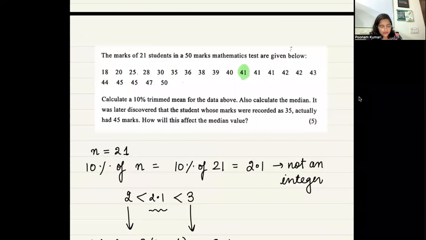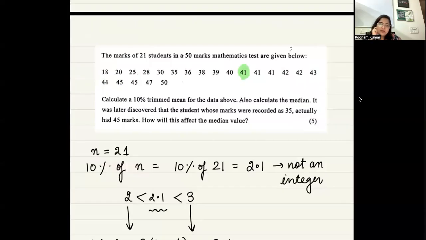Okay, let's read it further. It was later discovered that a student whose marks were recorded as 35, this mark was not actually 35, it was actually 45. So how will this affect the median value? So the question you understood, right? Yes, ma'am. So there was a student whose marks were 35. That student had 35 marks, but later it was discovered that actually, sorry, it was a misprint. It was 45. So what will be the median value now?